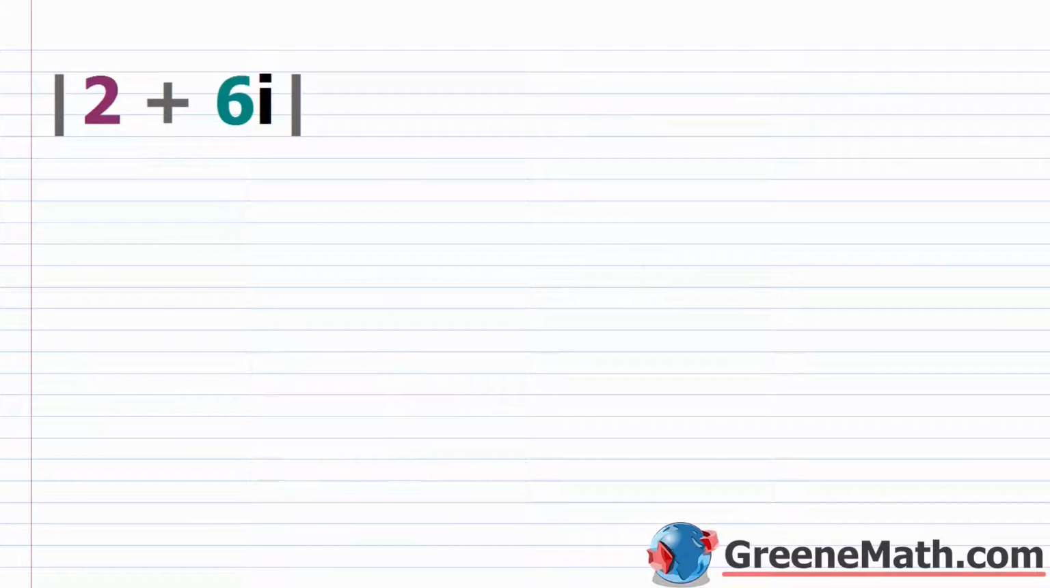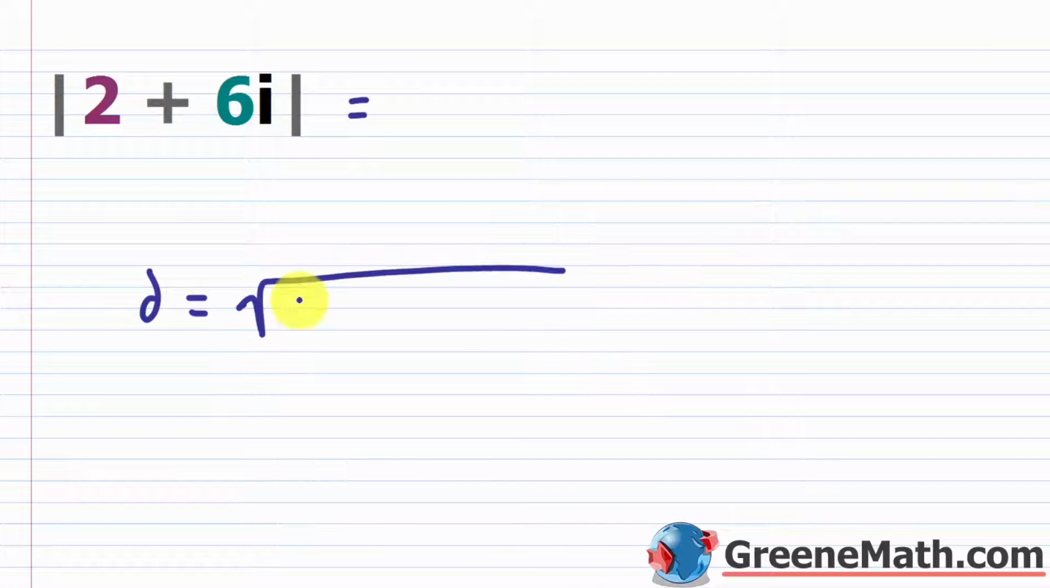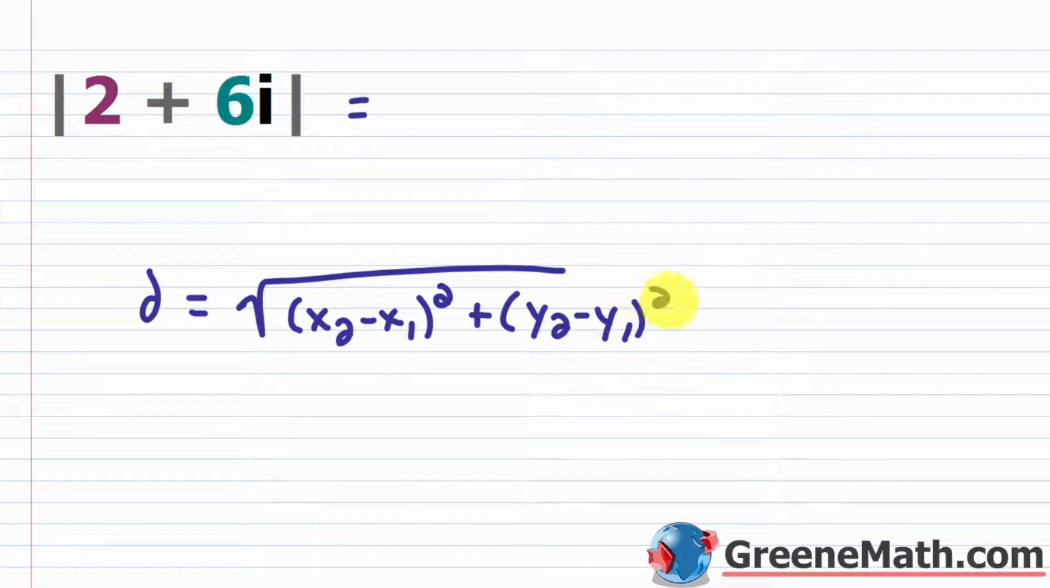The last thing would be the absolute value of a complex number. So if we have something like the absolute value of 2 plus 6i, again, remember the way you would do this, this is going to be the distance between this number and 0, or the origin, on the complex plane. Your distance formula normally is what? It's the square root of, you have x sub 2 minus x sub 1 quantity squared, plus you have y sub 2 minus y sub 1 quantity squared. Well, one of the points is at the origin, right?